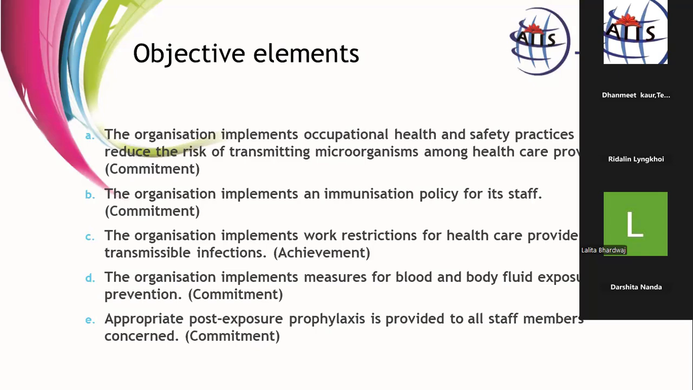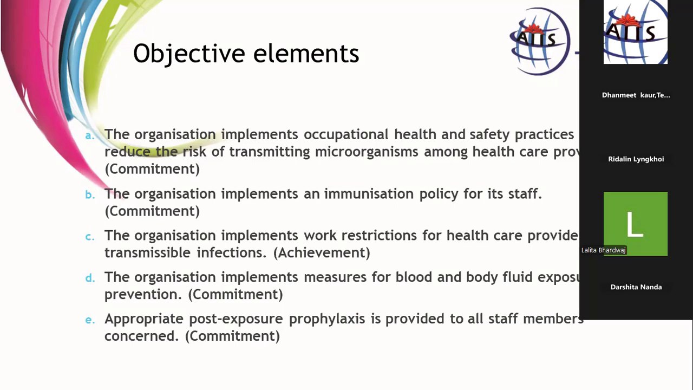So it will be written in your manual, and you have to create your Excel sheet accordingly, that you are providing medical health checkup, and you are providing the vaccination at the time of joining. If your staff is already vaccinated, you are doing the titer, and you are checking at regular intervals. So it will be a commitment, and it will be written in your manual as per the CDC guideline. The organization implements the immunization policy for its staff. This is also the same. In this, the immunization policy means you are giving immunization for HBsAg, hepatitis B and tetanus. But for kitchen staff, you are giving hepatitis A also and typhoid also.